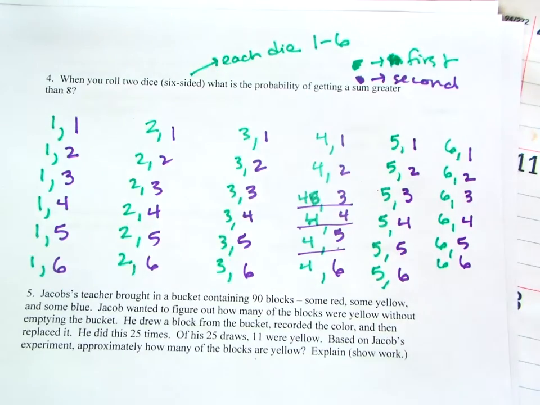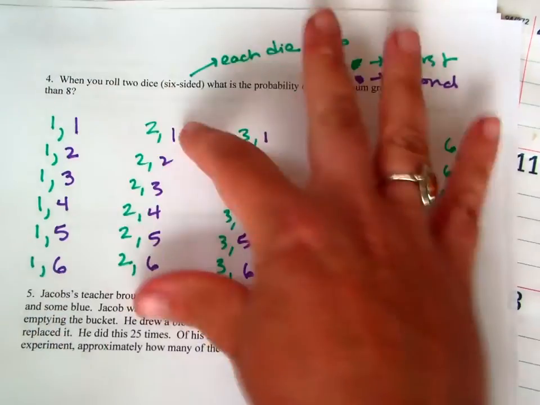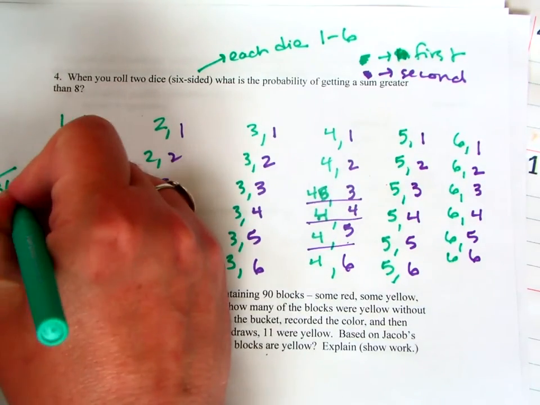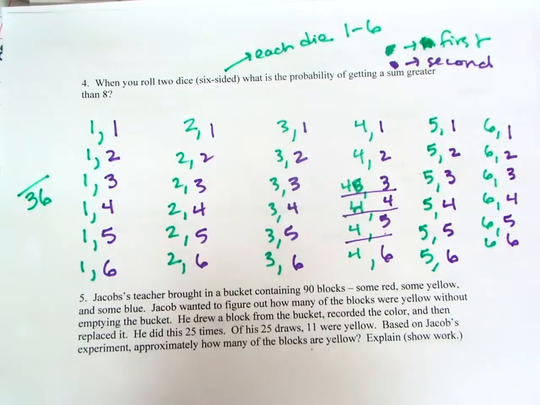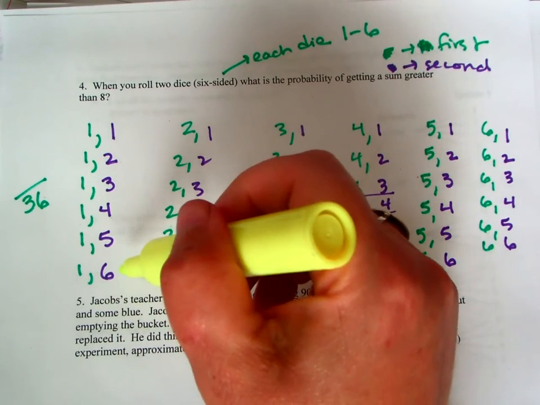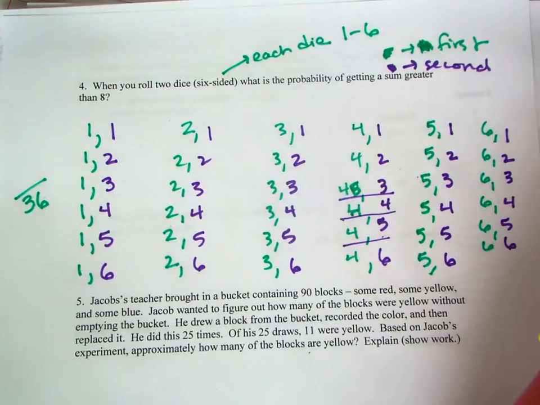Now, if you count all of these out, there are a total of 36 possibilities, 6 in each row. So my total is 36. So I'm going to do this in fraction form, and then it says sum greater than 8. So I'm just going to highlight again my sums that are larger than 8. There is nothing here that is larger than 8. 1 plus 6 is 7, so none of the ones equal anything larger than 8.